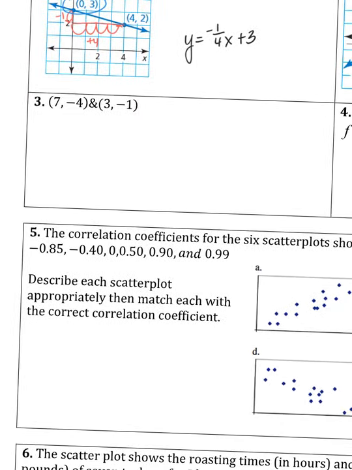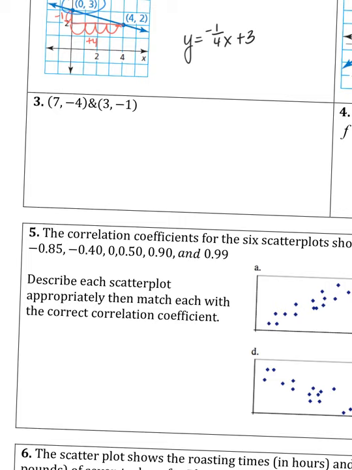All right, question number 3. First step to write an equation is you need to find that slope. So we're going to label our points x1, y1, and x2, y2, and start off with that process. The slope is equal to y2, -1, minus y1, -4, over x2, 3, minus x1, 7. -1 minus a -4 is the same as -1 plus 4, which is 3, over 3 minus 7, which is -4.